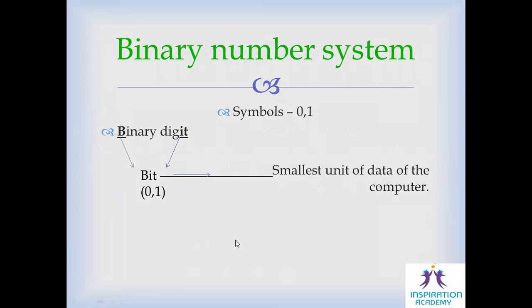Now let's talk about the binary number system. Now you know the symbols are 0 and 1. The 2 words binary digit form a single word, bit, which means the smallest unit of data of the computer.